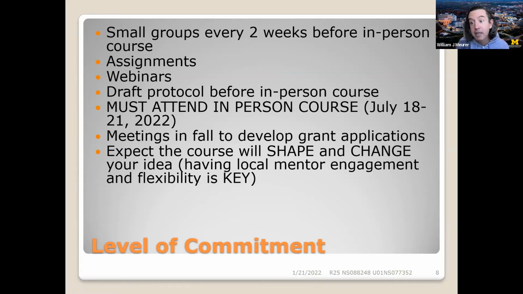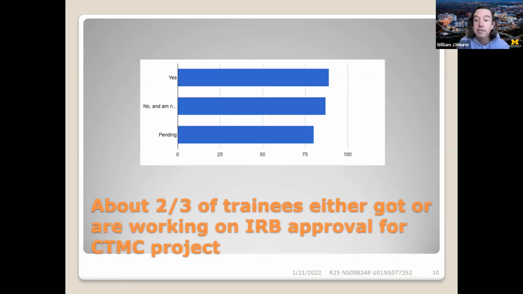We do expect that the course will shape and change your idea. So if there's a lot of certainty, it's a very late stage idea, it's been well vetted by you and your mentor, and there's not a lot of flexibility to change, the course might not be a good fit for you. So we want to make sure that you have the ability to make changes. It's not to say that you have to always take our advice, but sometimes we identify issues that will strengthen the trial design, and we want to make sure that you can make progress and learn from what you're learning in the course. You can go to the next slide.